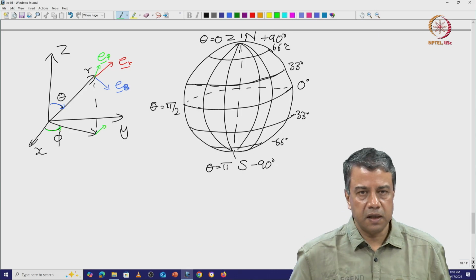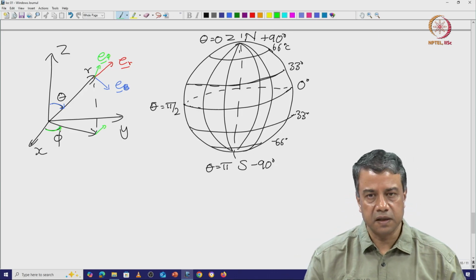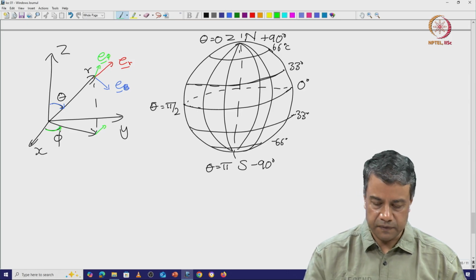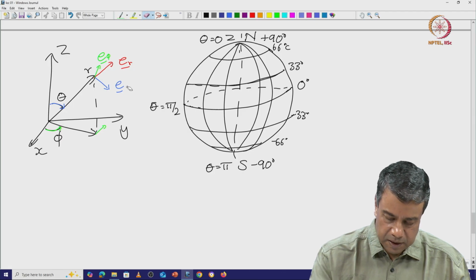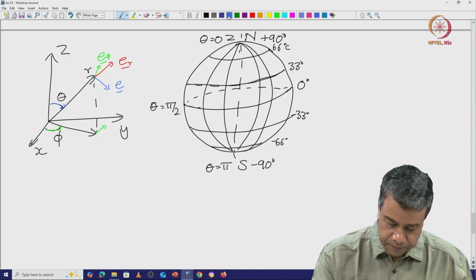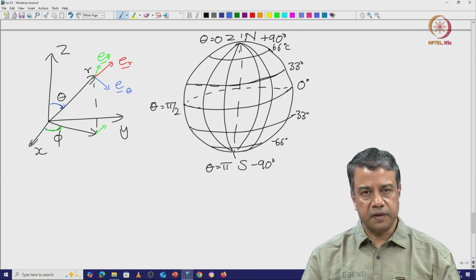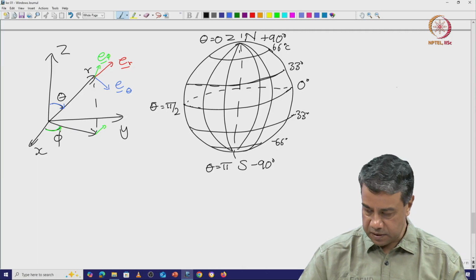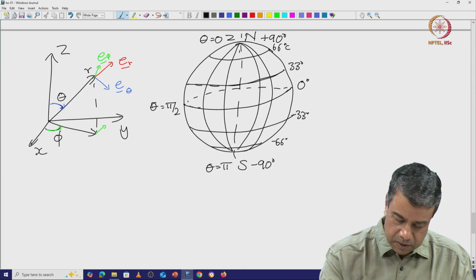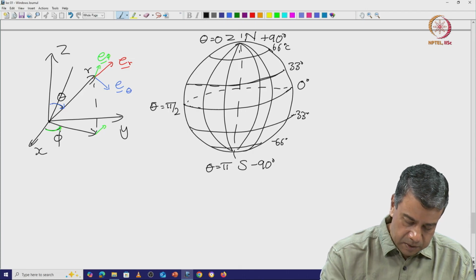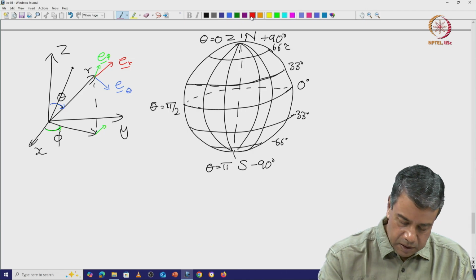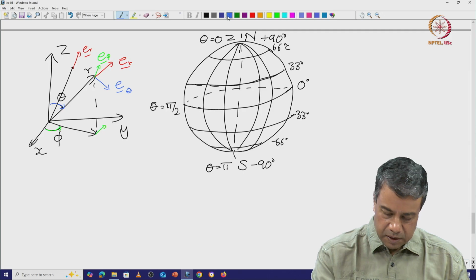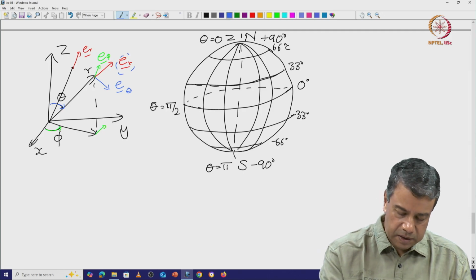At each position in space, each of these three is perpendicular to the others. Er, E theta and E phi are each perpendicular to each other at each position in space. However, it is easy to see that Er, E theta and E phi do vary with spatial position. If I took some other location here, the unit vector Er would be in this direction, and these two are not in the same direction.